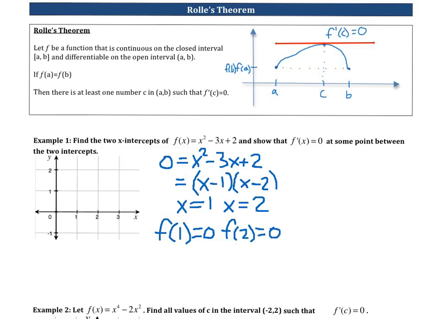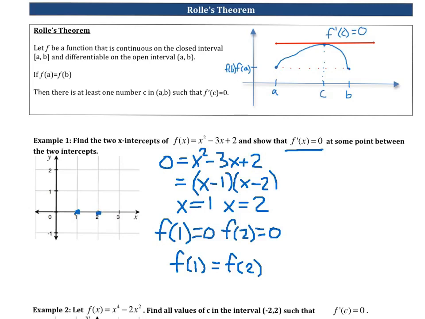And so this is where Rolle's theorem comes into play, because f(1) equals f(2). Let's look at this on the graph. We get the points (1, 0) and (2, 0). So Rolle's theorem is going to show us that f prime of x equals 0 at some point between these two intercepts. Okay, so let's go ahead and find that.